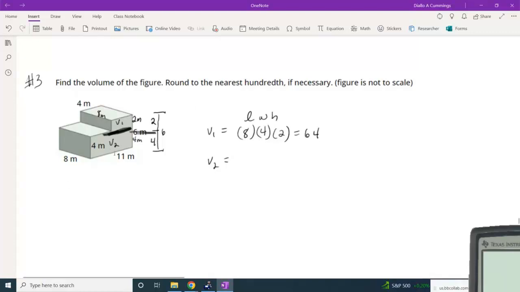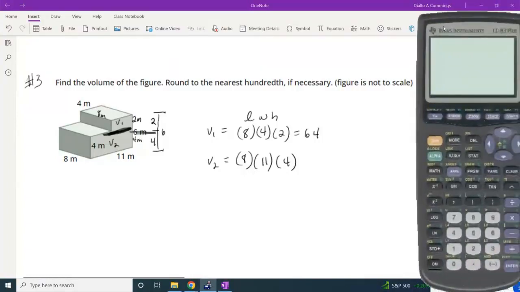All right, so now we're going to find the volume for our second figure. So we know that the length is going to be 8 meters. The width is going to be 11 meters. And its height is going to be 4 meters. So 8, 11, and 4. If we multiply all these things together, 8 times 11 times 4 should give us 352.